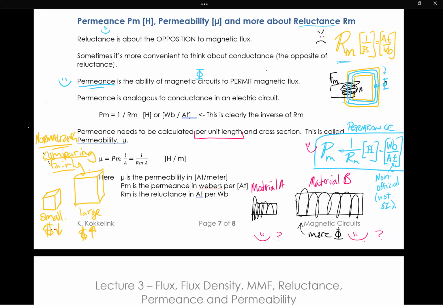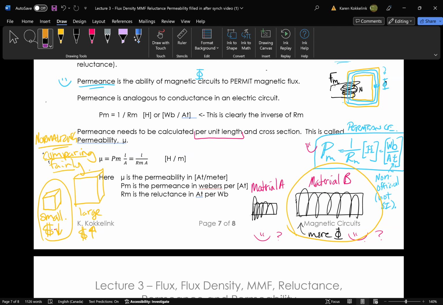We need to compare these fairly. So we don't just say, oh, this one's cheaper, therefore it's a better deal, right? That's not comparing fairly. They're different sizes. I can't say, oh, this one is better at establishing flux, this one is more permeable or has more permeance, just because it's bigger, right? It's not a fair comparison.